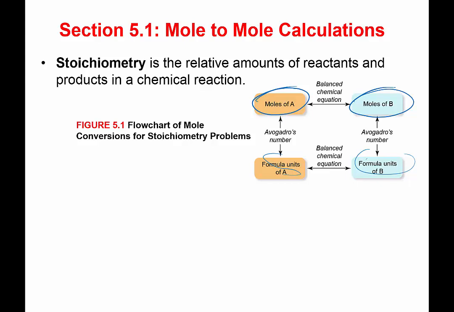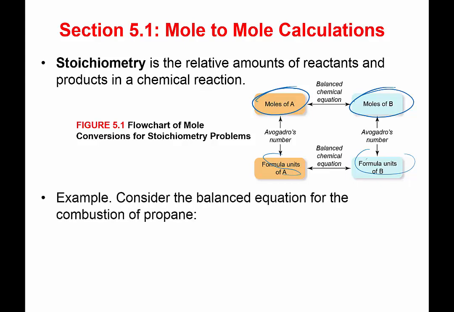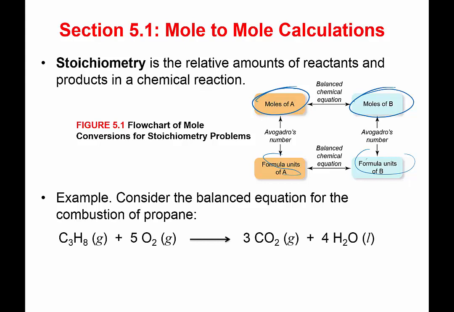So as an example, let's look at a reaction, the combustion of propane gas. Propane has the formula C3H8, and we know that when hydrocarbons burn, they produce carbon dioxide and water. So here is the balanced equation for that reaction. So we want to treat the coefficients in the balanced equation as moles.